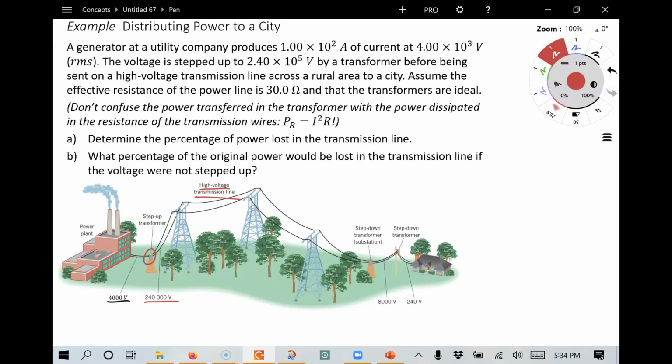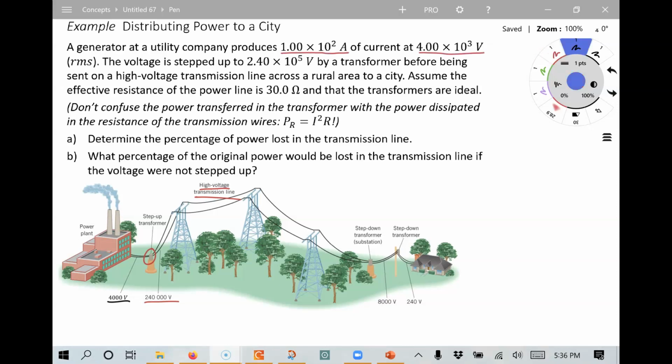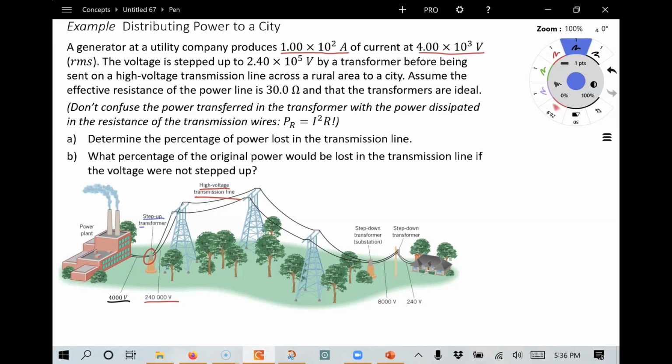Now, in this problem, we're asked in part A, determine the percentage of power lost in the transmission line. Well, this is a two-step problem, so the first thing we want to do is figure out what happens when we step the voltage up. So here's our step-up transformer, and the side by the power plant is what we're going to call the primary. And the other side is what we're going to call the secondary. So the secondary is the power lines, in other words.